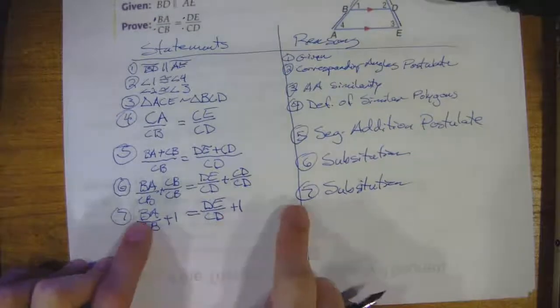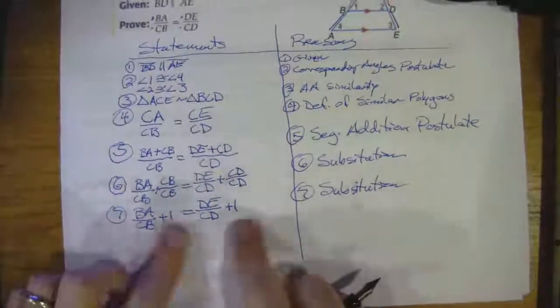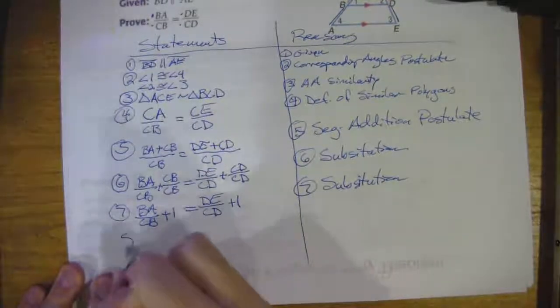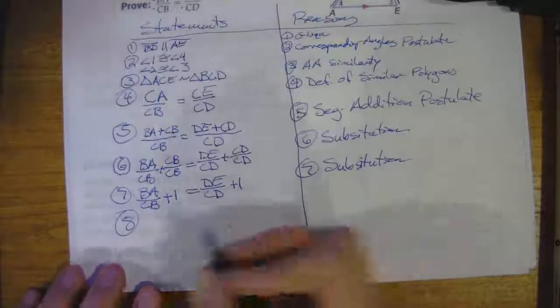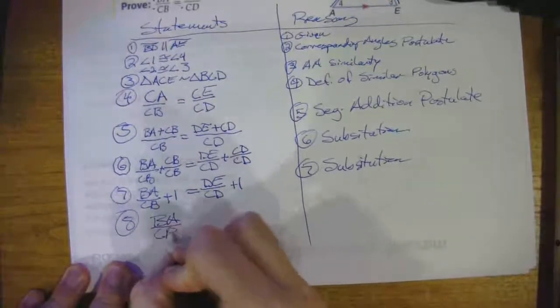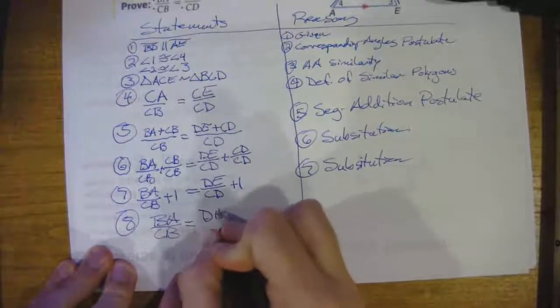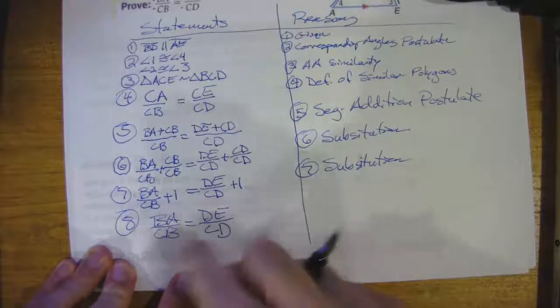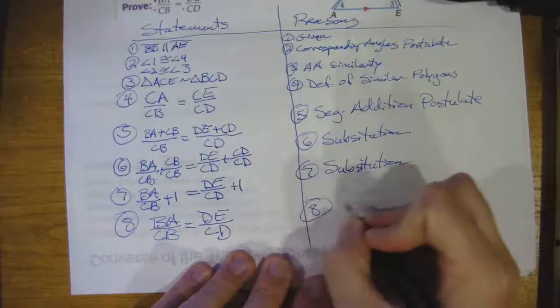From there, we need to subtract, right? So I'm going to do the subtraction and then rewriting step all in one. I'm going to subtract 1 from both sides. So last statement 8, and then I'm also running out of paper. We've got, let's see, what do we got here? We've got BA and CB. We subtracted 1 from both sides. So those are gone. And then we've got DE over CD, which is what we were trying to prove. And we can simply write that last statement as a substitution.